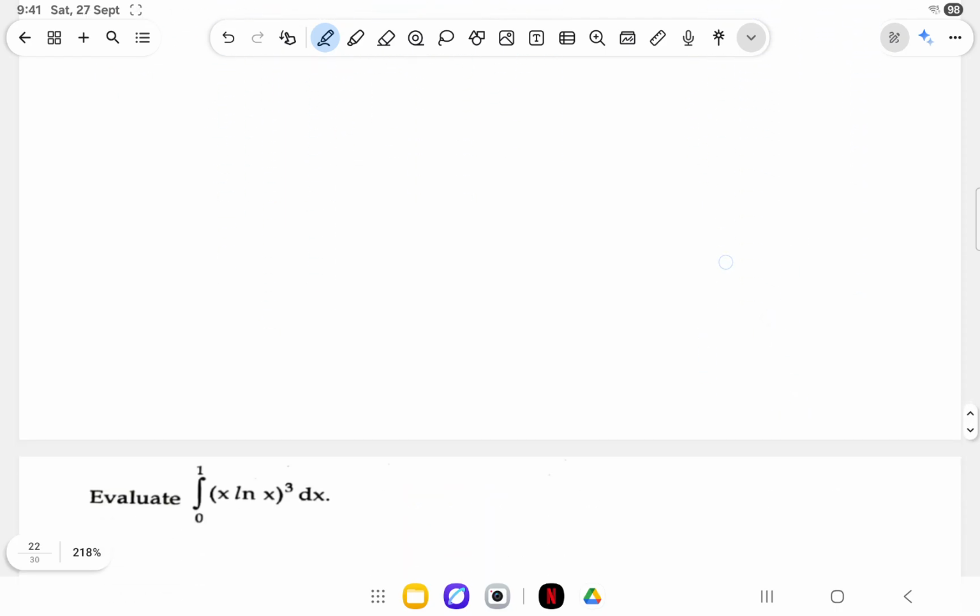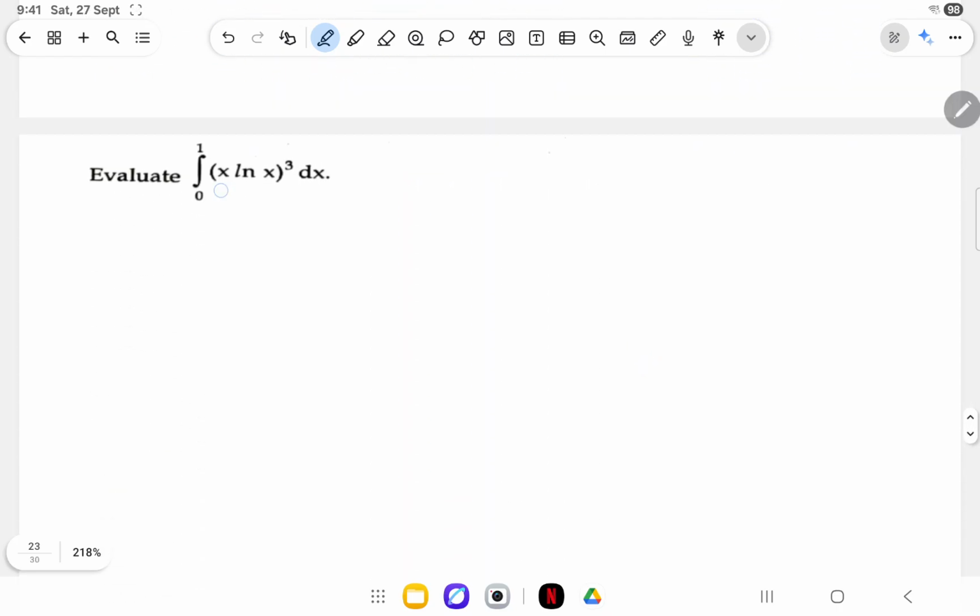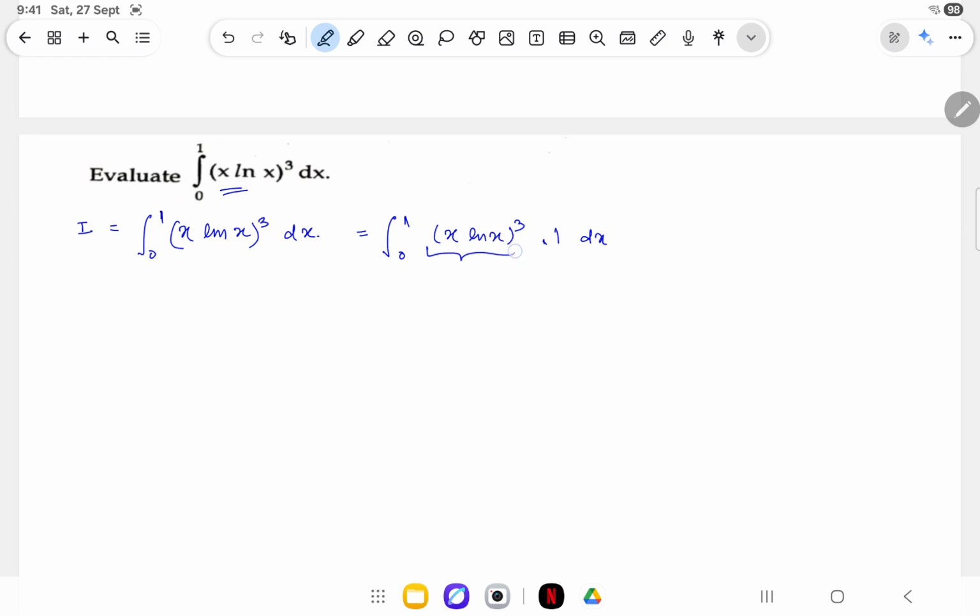So in the next question we are supposed to evaluate this limit. Let's name it as I for the time being. So it will be equal to the integral from 0 to 1 of x ln x cube dx. So I can write it as the integral from 0 to 1 of x ln x cube into 1 dx, and let's name this as first function and this as second function.